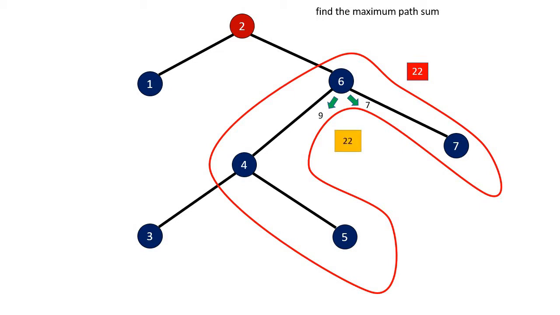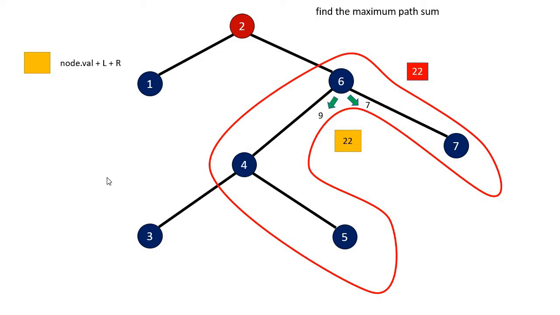And if I just use this formula, value of node plus left value plus right value, I get 22. That is because I got from the left side, I got from the right side, and I have the value of the node itself. So the summation is 22.